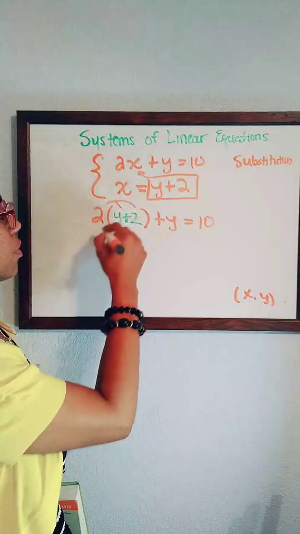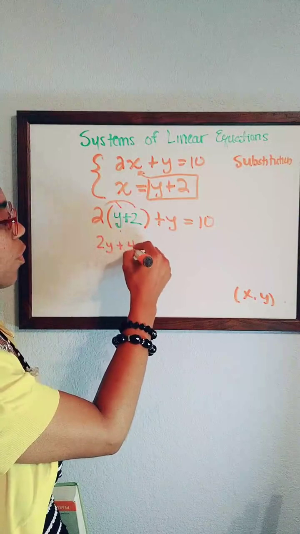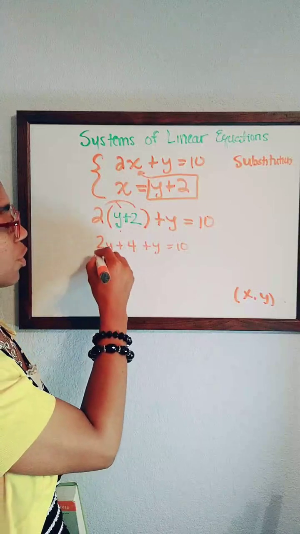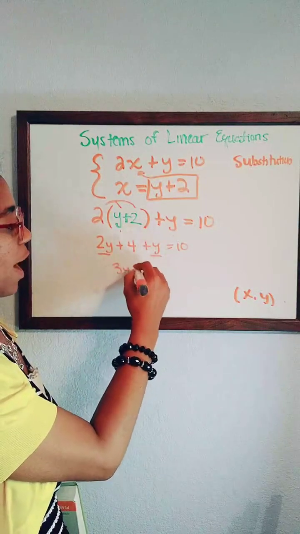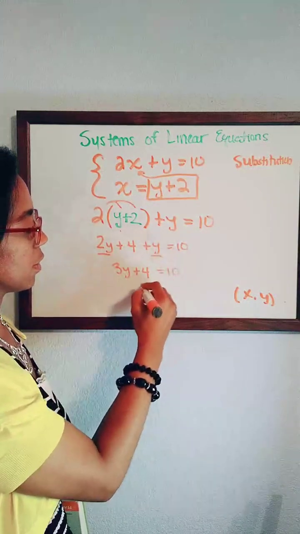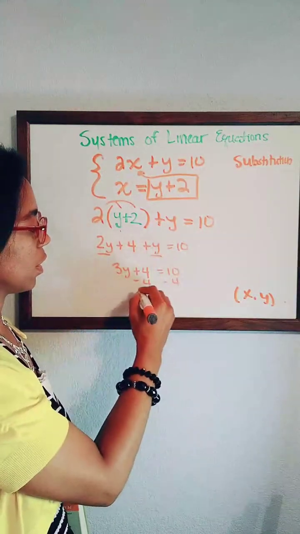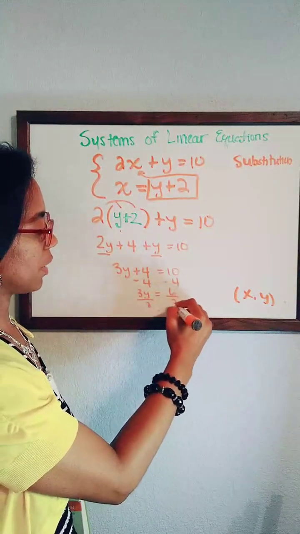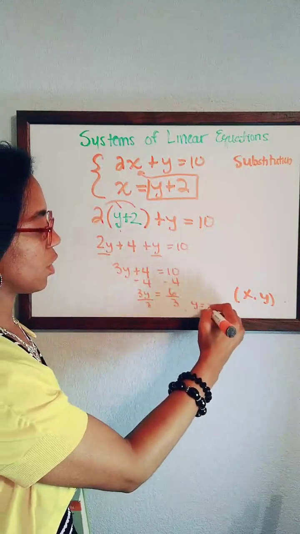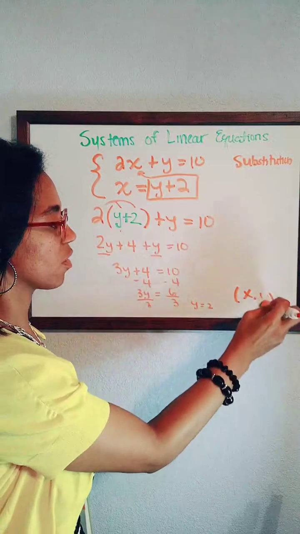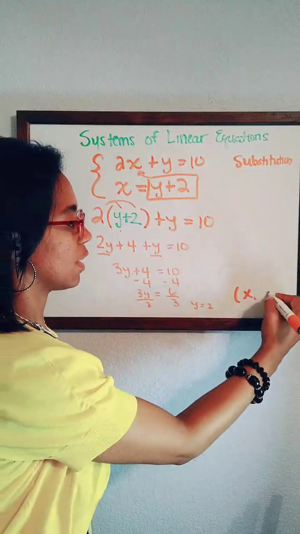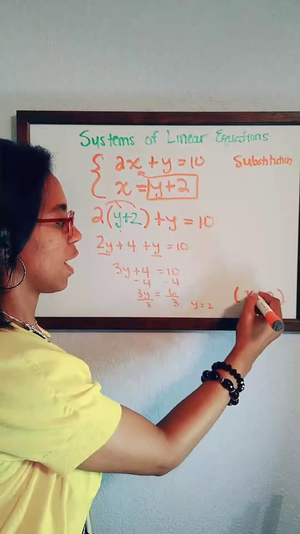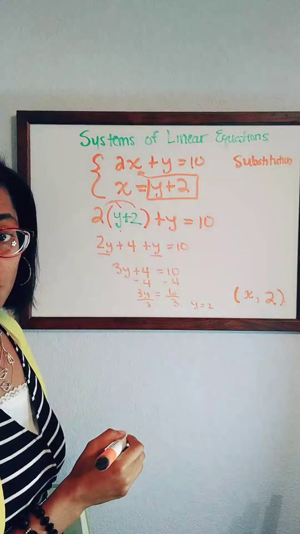I'm going to distribute: 2y plus 4 plus y is equal to 10. 2y and y is 3y plus 4 is equal to 10. Minus 4, 3y is equal to 6. Divide by 3, y is equal to 2. So I found part of my solution, and it's telling me that y is equal to 2. Now I just need to figure out what my x is equal to.